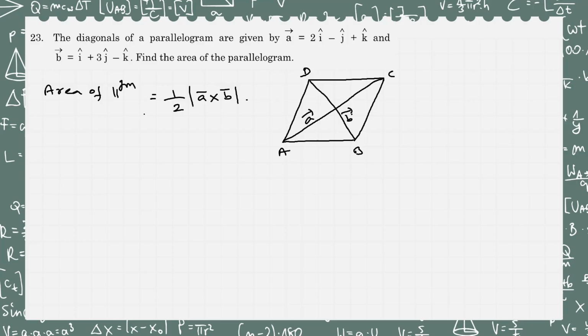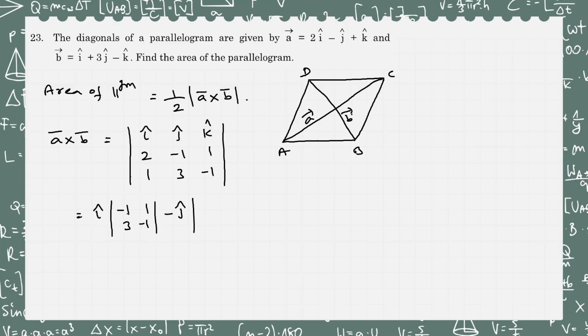First we need to find the cross product of the diagonals, and then we have to find the length of that. So first let us find A cross B's value, which is the determinant of i, j, k. Components of vector A are 2, minus 1 and plus 1, and components of vector B are 1, 3 and minus 1. Now expanding this determinant, we have i cap into its minor, minus 1, 1, 3, minus 1, minus j cap into its minor, which is 2, 1, 1, minus 1, plus k cap into its minor, which is 2, minus 1, 1, 3.